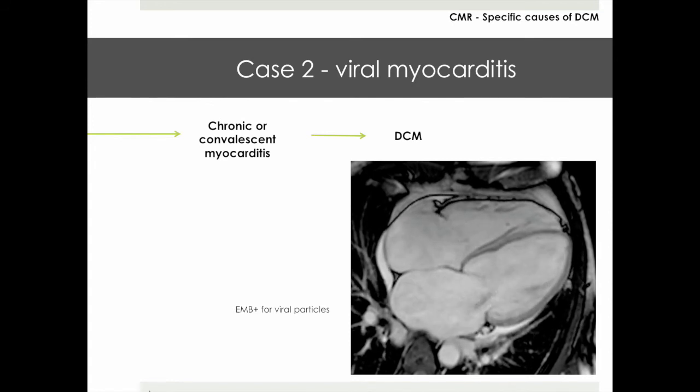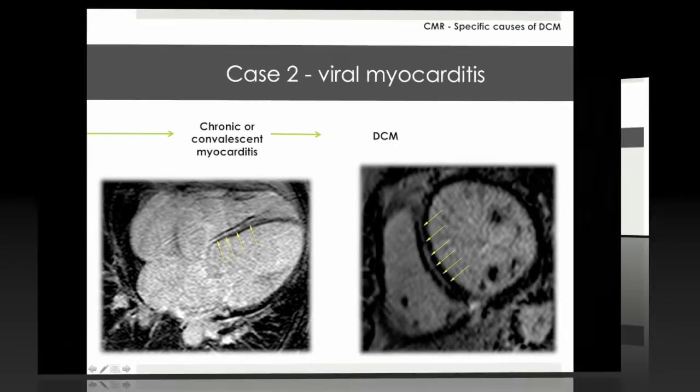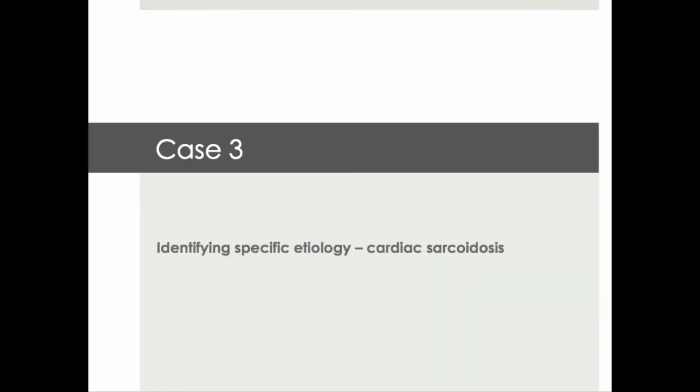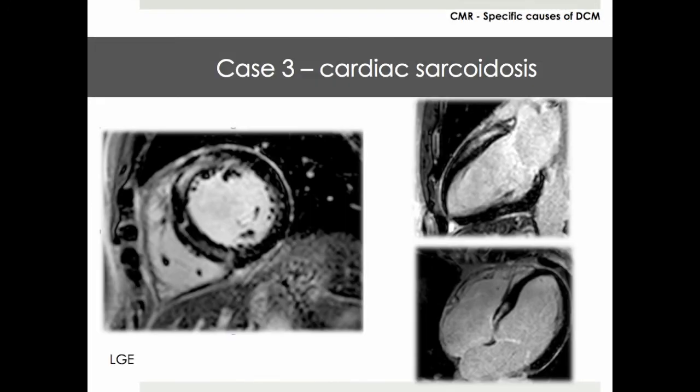Patients with persistent myocardial inflammation or chronic myocarditis may develop DCM. A common imaging finding in these patients is intramyocardial or mid-wall stria within septal segments. Cardiac sarcoidosis is another important cause of DCM. It is characterized by intramyocardial regional inflammation by way of granuloma formation. These can be found anywhere within the ventricle, however, perhaps more commonly in basal, septal, and anterior segments.